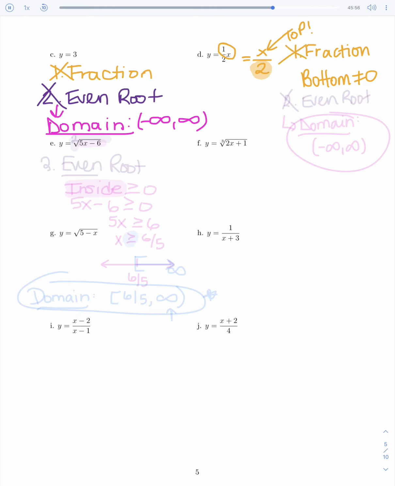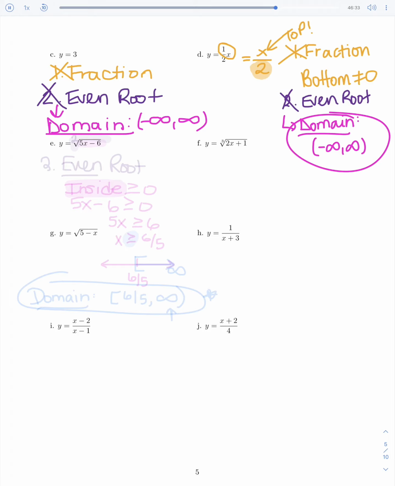And the thing where you could possibly make something 0 is the x, and that's on top. So even though we have a fraction, it can't actually make our bottom 0 because the x is on top. So it's not a worry. Even though we have a fraction, it won't cause us any issues. The second part is, do I have an even root? And the answer is no. So, despite the fact that I have a fraction, it didn't cause me any issues. I don't have any even roots, so I have no issues to worry about. So my domain will be that I can plug in anything I want, which is negative infinity to infinity. I found out I wouldn't run into any issues. So I'm done.